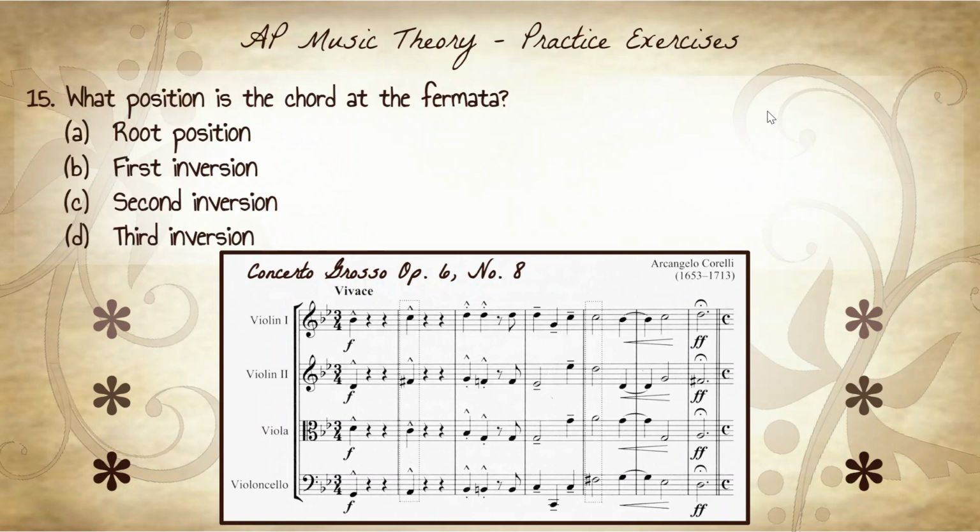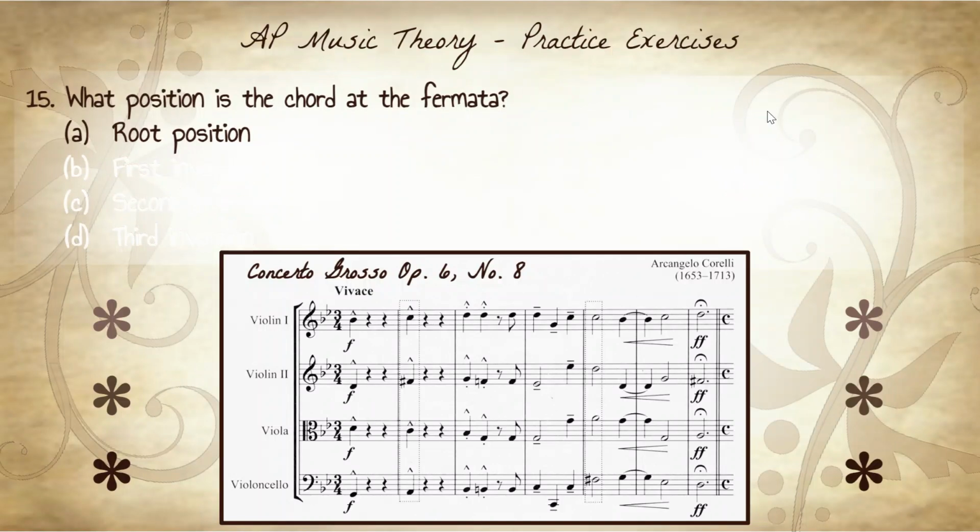Question 15. What position is the chord at the fermata? Is it A, root position, B, first inversion, C, second inversion, or D, third inversion? The correct answer is A. It is a root position triad, meaning the root of the chord, D, is in the bass.